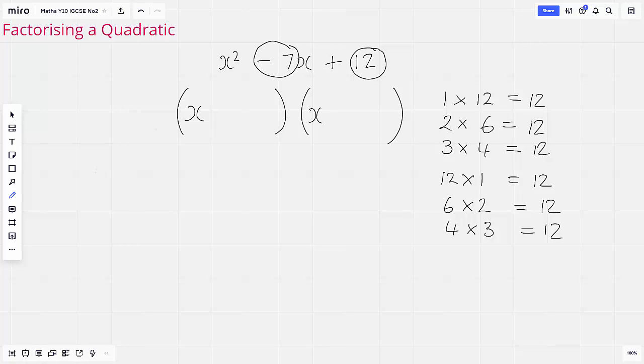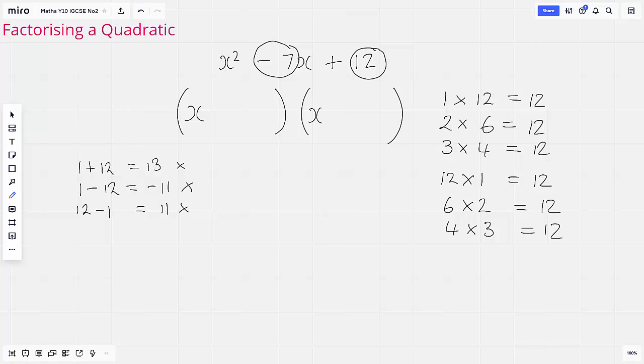So let's look at all the various combinations we can have. We can have 1 plus 12, and that will give us 13. I think we'll strike out on that. We could have 1 minus 12, and that will give us minus 11. We'll strike out on that. And then we can have 12 minus 1, and that will give us 11. And again, that's a strikeout.